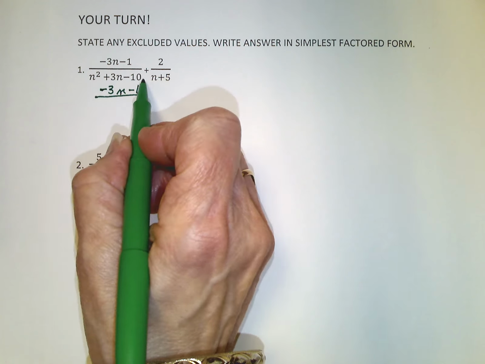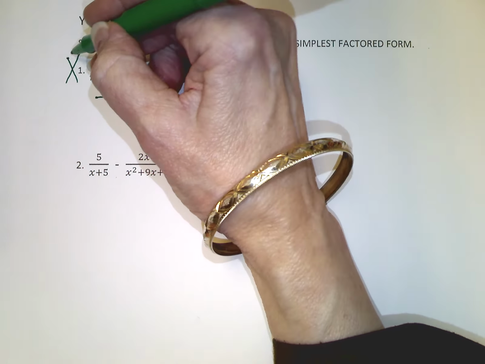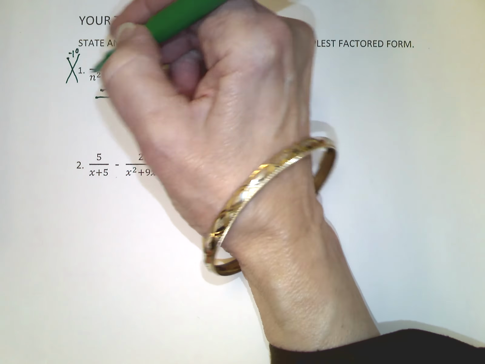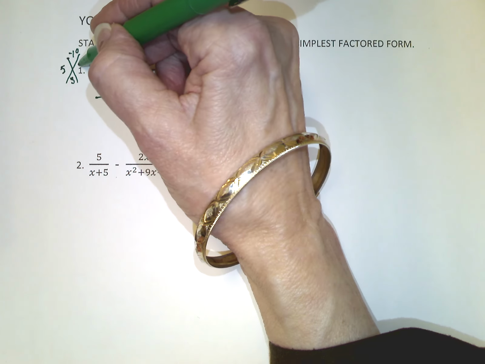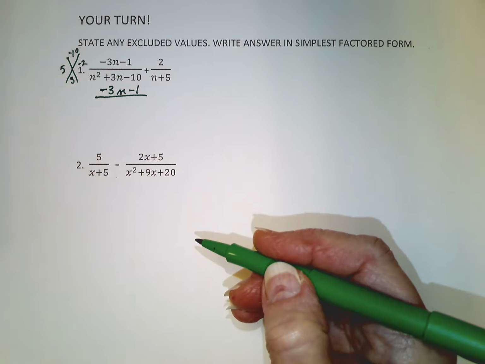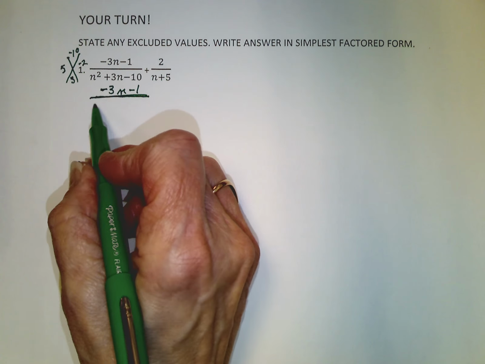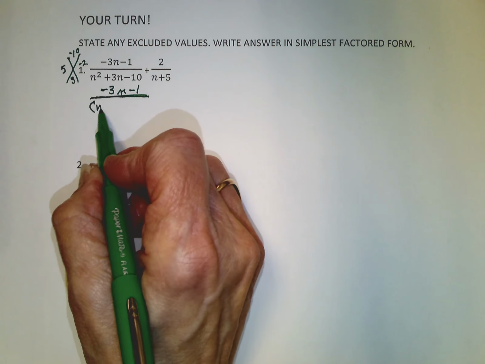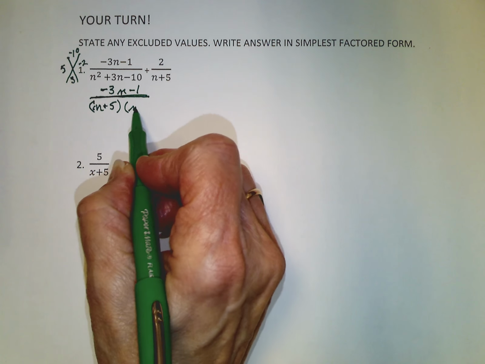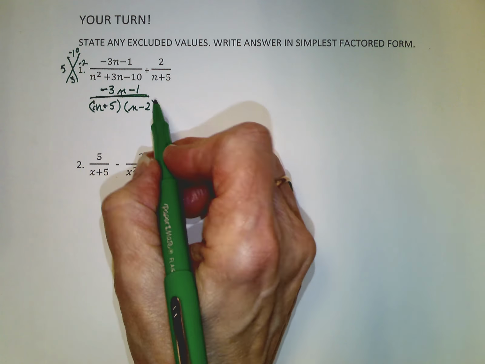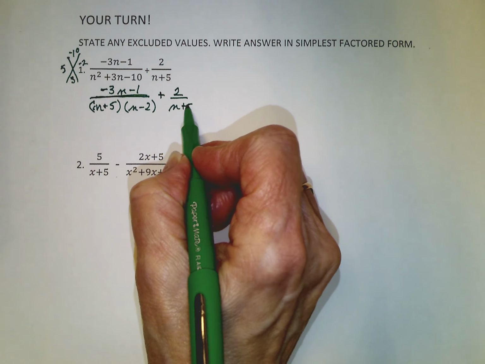And this quadratic may factor, I'm hoping. So we need two numbers that multiply out to -10, add up to a +3, and that's probably going to be a 5 and a -2. So the denominator here will factor: n plus 5 times the quantity n minus 2. And we're going to add that with 2 over n plus 5.